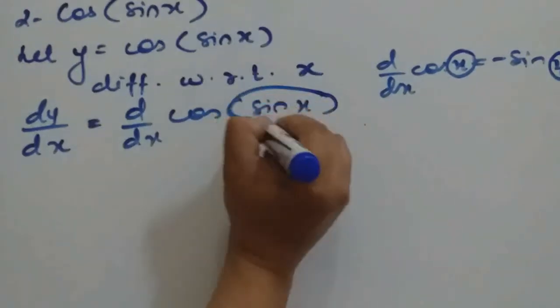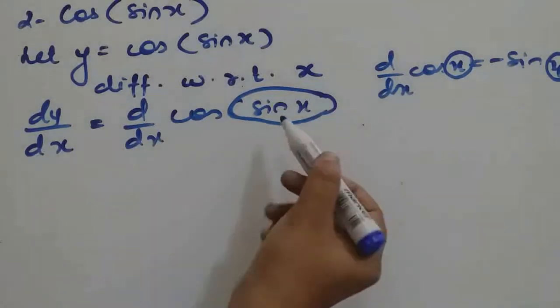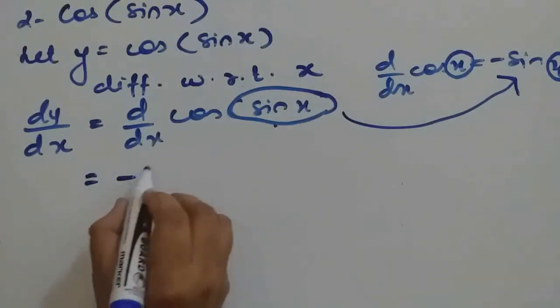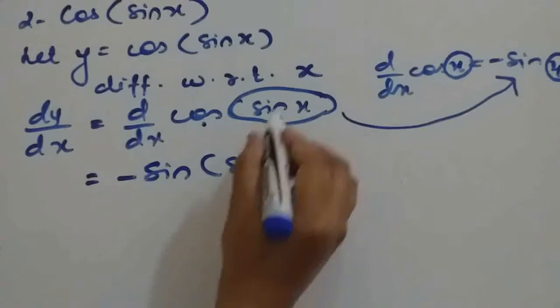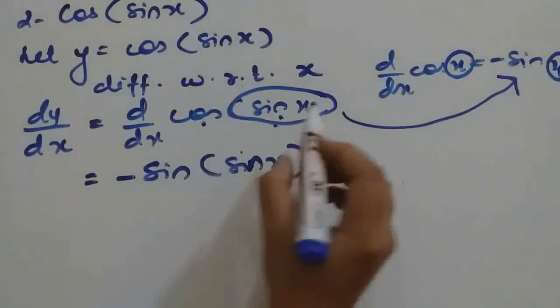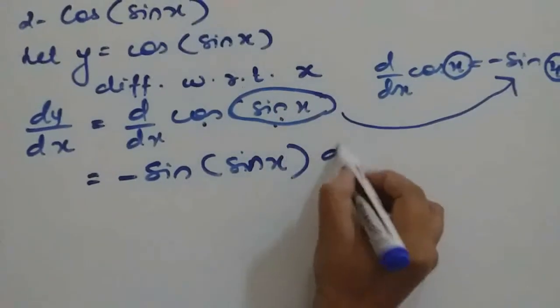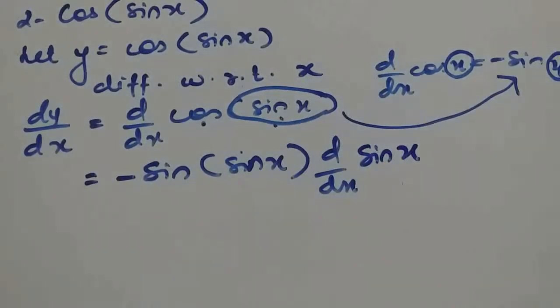Here the angle is not x. That means this function can be treated as a composite function. So we'll write the formula in terms of −sin only. So cos of sin x means −sin of this angle. Then this sin x, this function is in place of x, so we'll multiply with the derivative of the composite function.